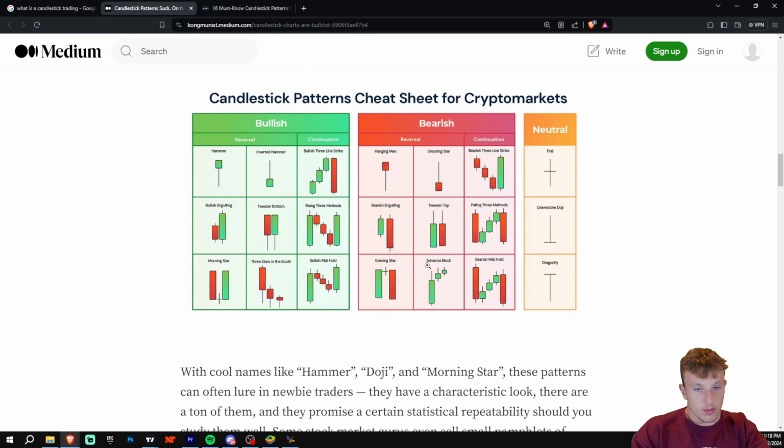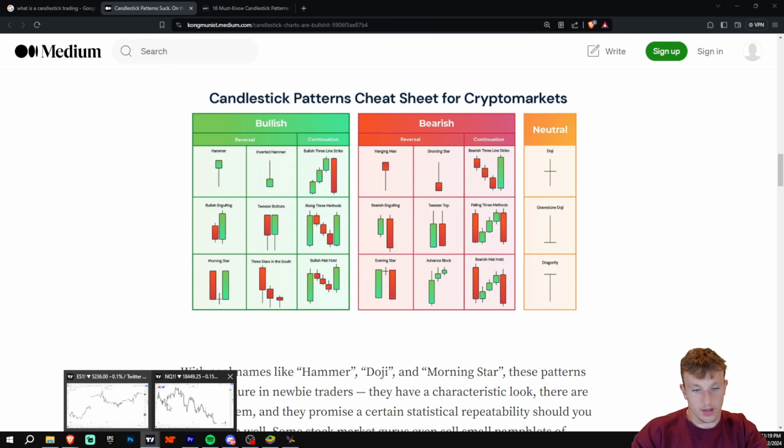So that's what you should know about candlestick patterns. I love bullish engulfing and bearish engulfing.